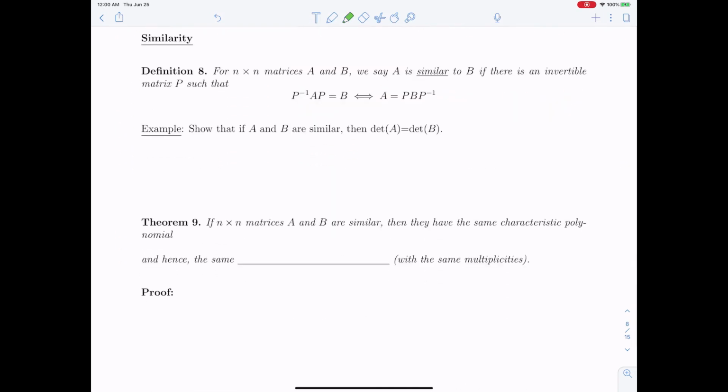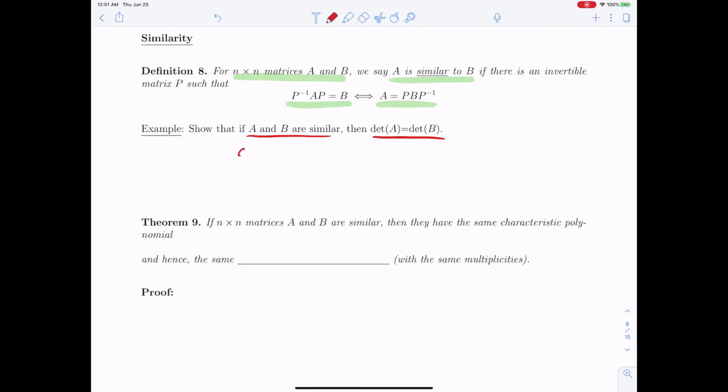So suppose that you have two matrices, A and B, and we say A is similar to B if there is an invertible matrix P such that you can write B as P inverse times A times P, or in other words, A equals P times B times P inverse. So one cool thing to observe is if A and B are similar matrices, then they have the same determinant.